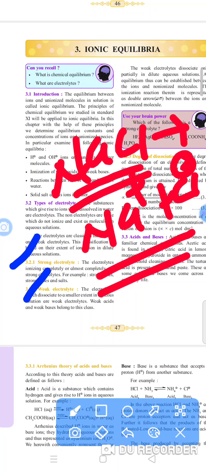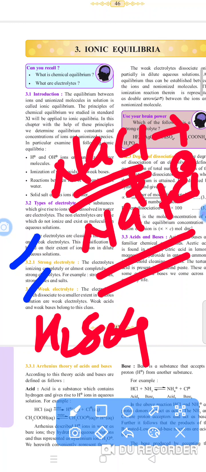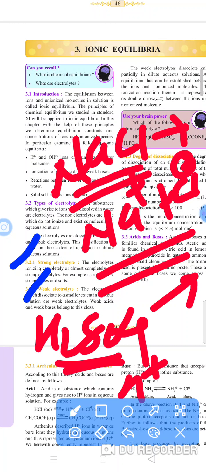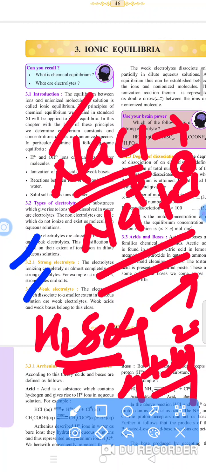For example, H2SO4 is a strong electrolyte. This is an acid. The acid is a strong electrolyte because it completely dissociates into H plus and SO4 2 minus. So substances which ionize, dissociate almost completely are called strong electrolytes. The strong salt, NaCl. For example, the strong acid, H2SO4.